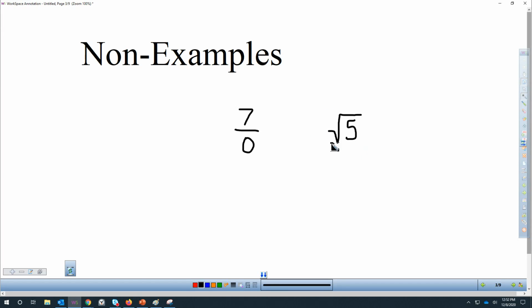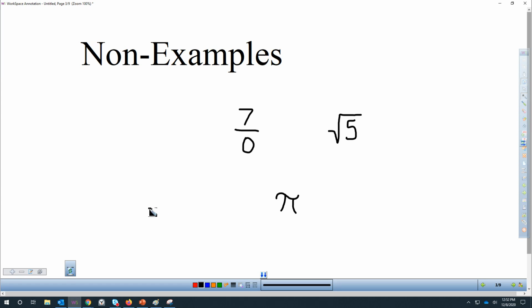Square roots of any numbers that aren't perfect squares are what we call irrational numbers, numbers that can't be written as a ratio of two whole numbers. Another number you're familiar with is pi. Pi cannot be written as a ratio of two whole numbers. You can get close, but you'll never get the exact decimal of pi by using a fraction to represent it. So those are some irrational numbers.